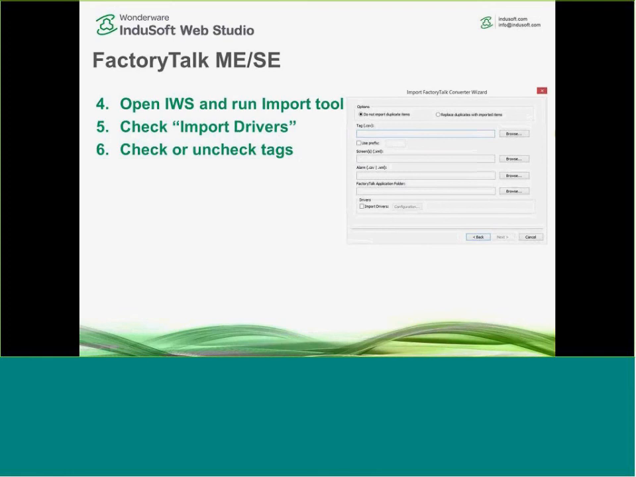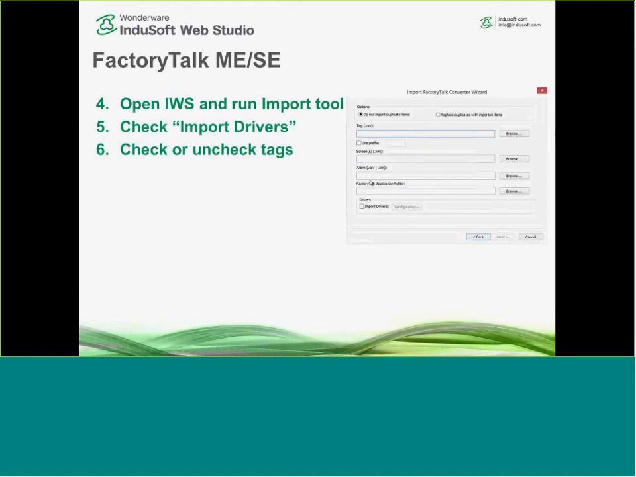Then you would point to your screens, and you can choose multiple screens simultaneously when you bring that in. So typically a project is going to have more than one screen, so you can browse to that folder and then select multiple of those screens. And then you can bring in your alarm CSV.